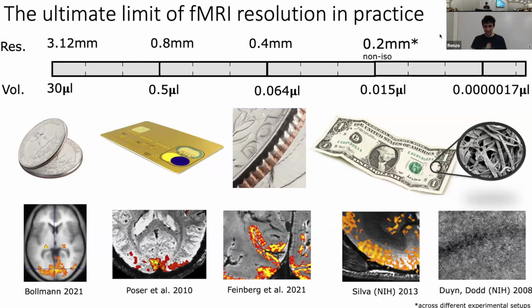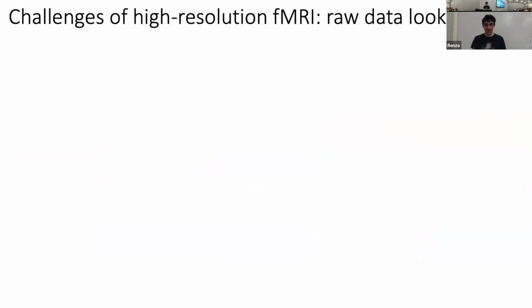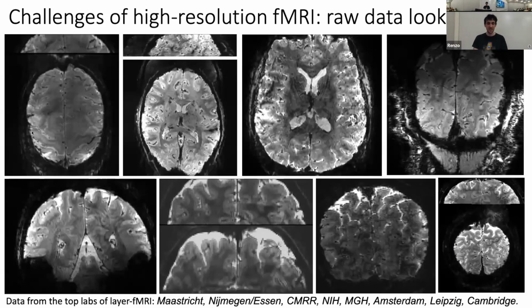So with all these resolutions that are available, what is holding us back at the moment? I think right now, most of the limits in conventional fMRI, and the reason why people are not pushing to higher resolution than 0.8, is because raw data look like that, which is kind of good raw data, and you can get a lot of neuroscience questions answered with those kind of data.